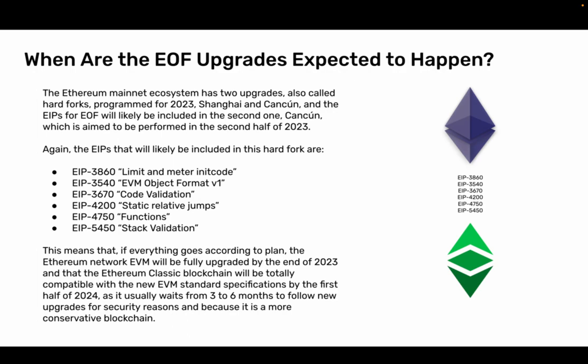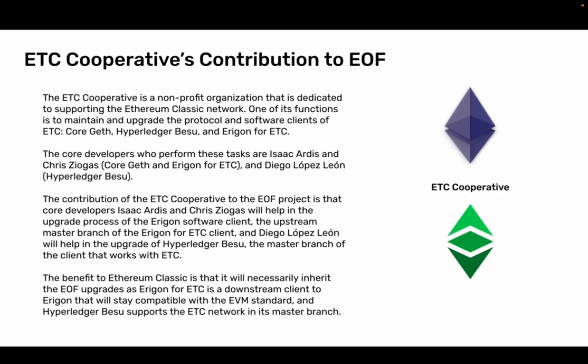This means that if everything goes according to plan, the Ethereum network EVM will be fully upgraded by the end of 2023, and that the Ethereum Classic blockchain will be totally compatible with the new EVM standard specifications by the first half of 2024, as it usually waits from 3 to 6 months to follow new upgrades for security reasons and because it is a more conservative blockchain.